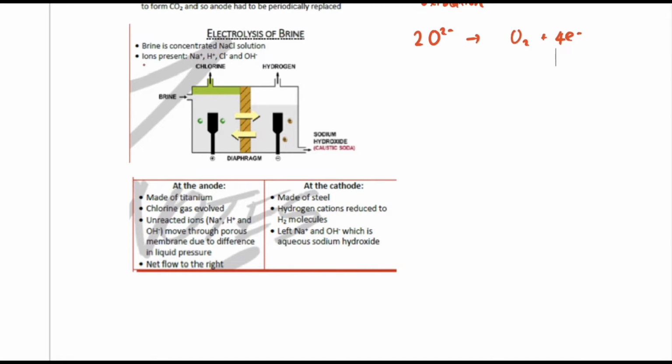So now let's look at the second point. In the brine, we have four ions: Na plus, H plus, Cl minus, and OH minus. Four types of ion. The NaCl is from the salt itself. The H plus and OH minus are from the water. Okay, now let's see the electrolysis of brine. So we have the diaphragm in between of the electrolytic cell. On the left, you can see this is positively charged. So that means this is the anode.